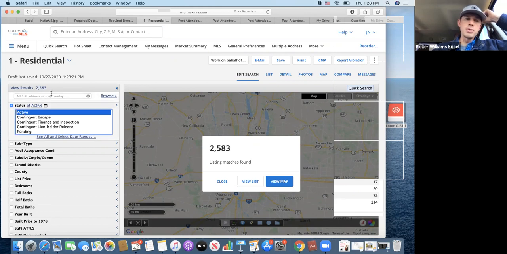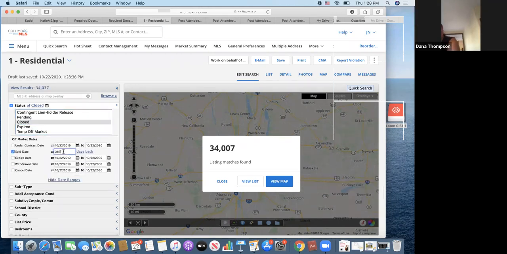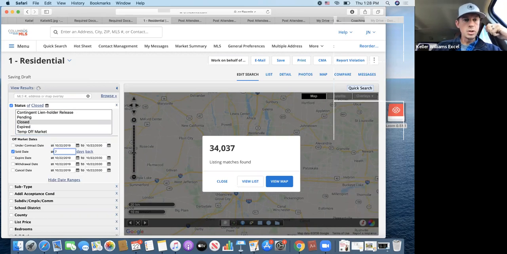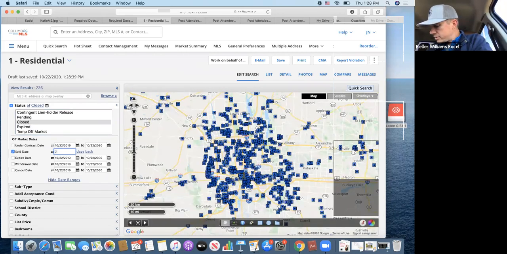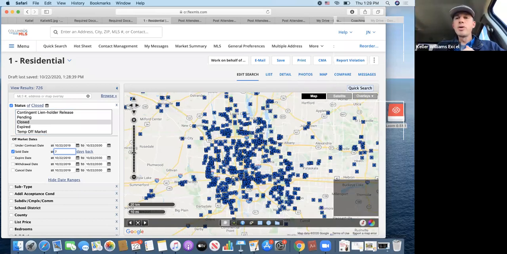2583. Somebody remember that number, 2583. Then we're going to go to closings. How many have closed in the last week? 726. So can somebody do the math for me? Divide 2583 by 726. 3.55. 3.5. That's the number of weeks of inventory we have.